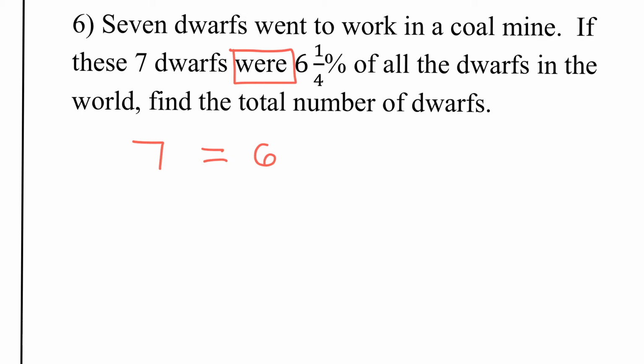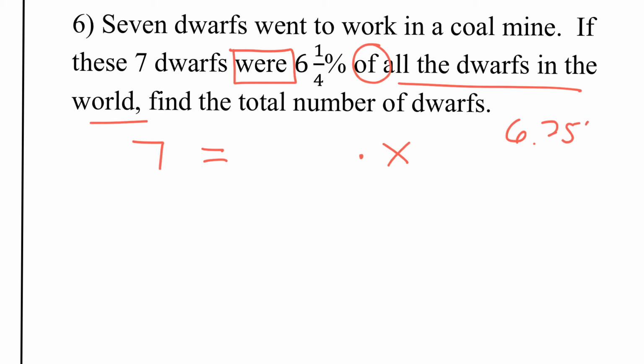6 1/4% as a decimal is... Of almost always means multiply. So times of all the dwarfs in the world. We don't know how many dwarfs there are in the total world. We're going to use a variable such as x. And I made a mistake here. Sorry. 6 1/4 is 6.25%. As a decimal, we got to move it 2 places to the left, so it's 0.0625. That's what should be here.